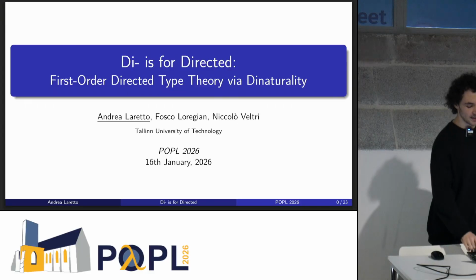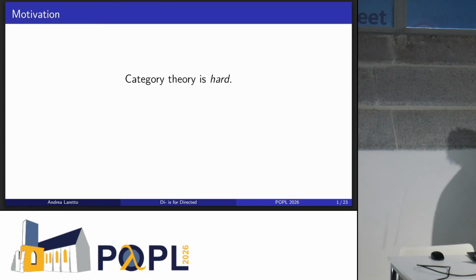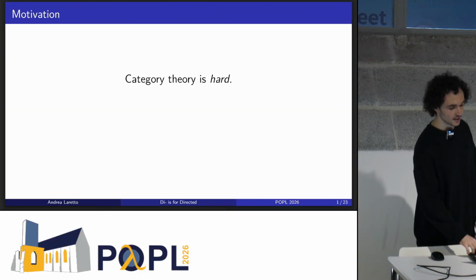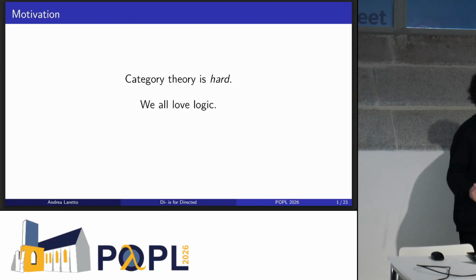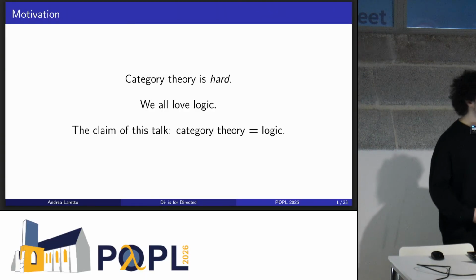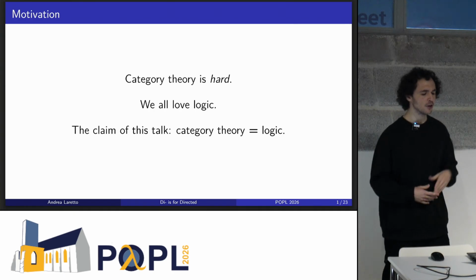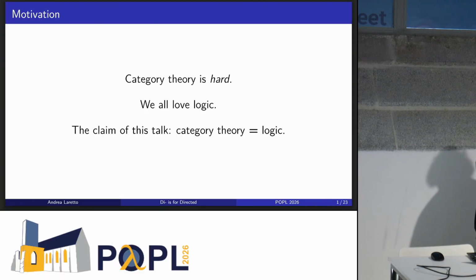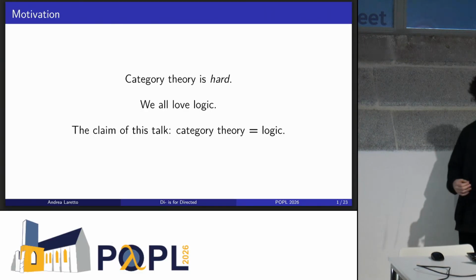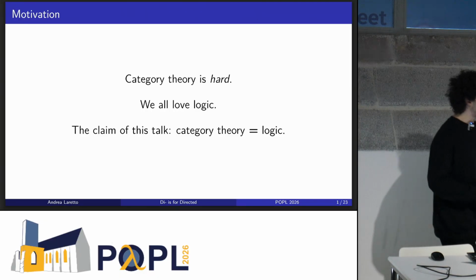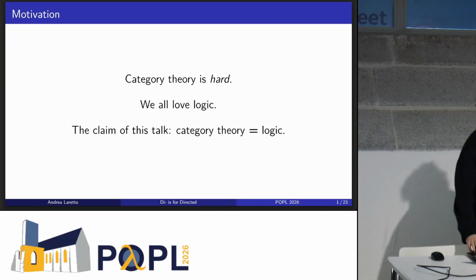So what's the big idea? Category theory is hard. I hope you can relate to that. It's especially hard to understand. But we all love logic, right? And type theory. And so the claim of this talk is that category theory has a lot in common with logic, actually. And I don't just mean that you can use category theory to do models of logic and type theory. I mean it in the sense that the definitions of category theory and the theorems of category theory are very much related to logic.